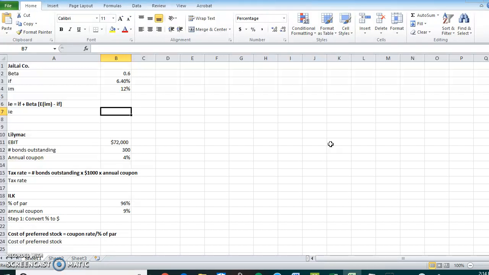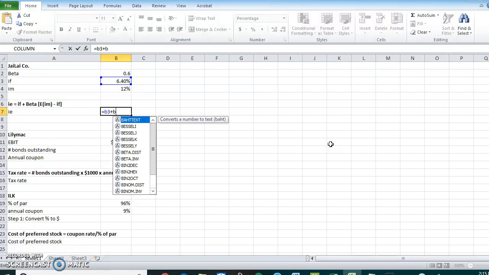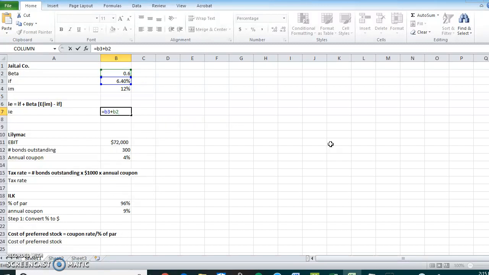we need to tell Excel to do something for us, so equal sign. We start with our risk-free rate, which is B3, and we add it to our beta, which is B2, which is multiplied by our return on the market, which is B4, minus our risk-free rate, which is B3. Close our parentheses, hit enter, and we get 9.76.